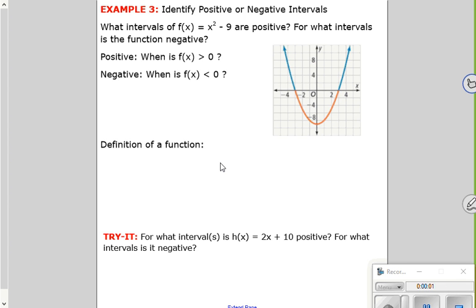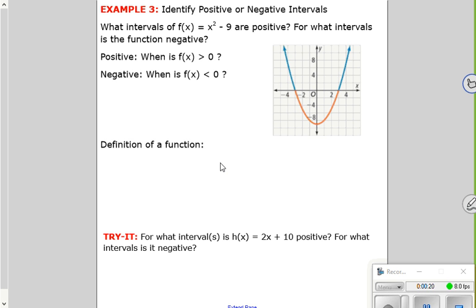Identify positive or negative intervals. Where is x squared minus 9 positive, and on what intervals is the function negative? All right, so for these, it's all about figuring out what the x-intercepts are. So let's do that first.